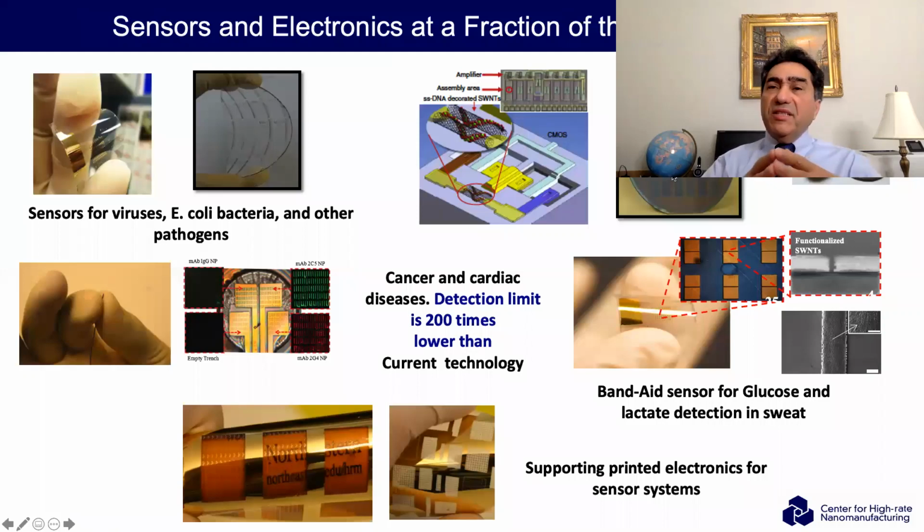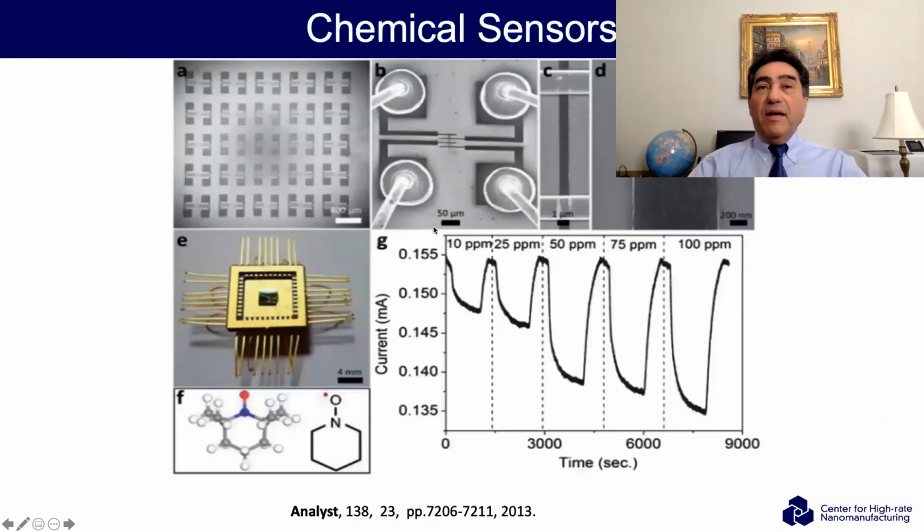The other application is sensors. So I'm going to talk a little bit about sensors. I'm only going to focus on a couple: the chemical sensor and the sensor for glucose and lactate in sweat. But we've done a variety of sensors for bacteria, viruses, for cancer, and for alcohol and chemicals and so forth. So this is a chemical sensor that uses semiconducting carbon nanotubes that are functionalized by TEMPO or 4-amino-TEMPO molecule, and it's a chemiresistive sensor.